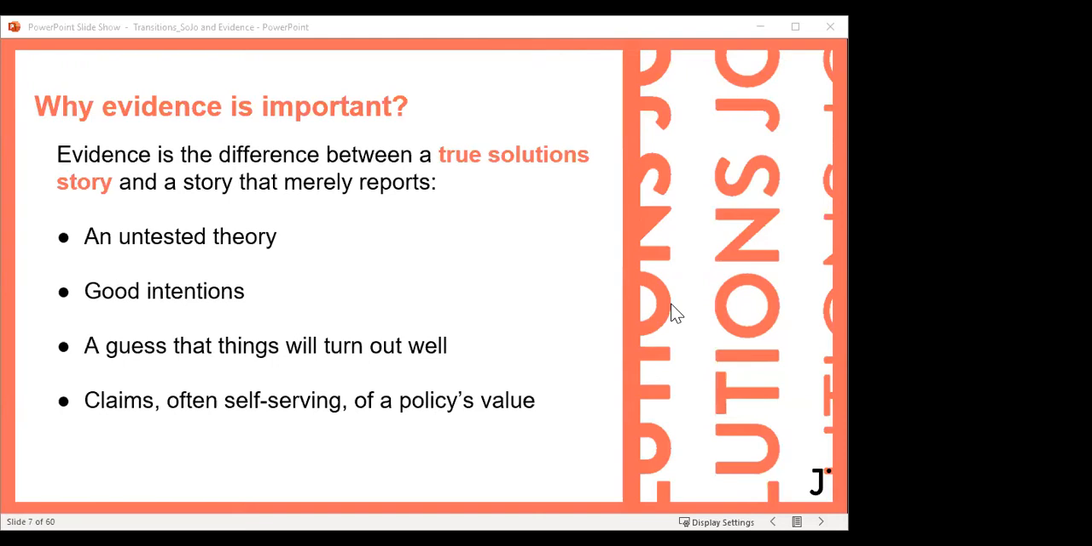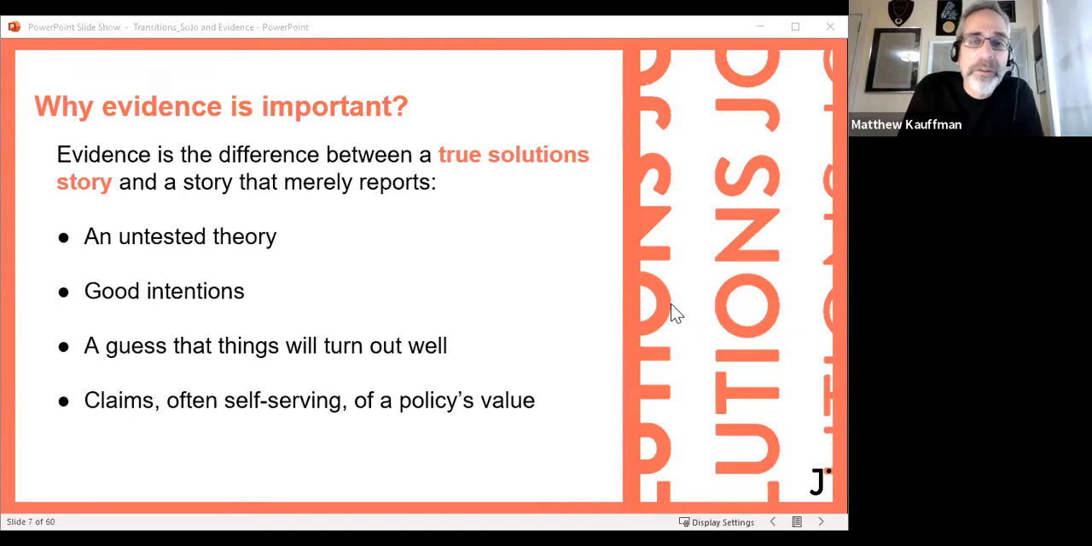Good intentions, sort of, that's not enough. We don't want stories that simply guess that, hey, things will work out well. We have our fingers crossed, the officials assure us, this should take care of that problem. That's not a solution story. That's not the degree of evidence we're looking for.